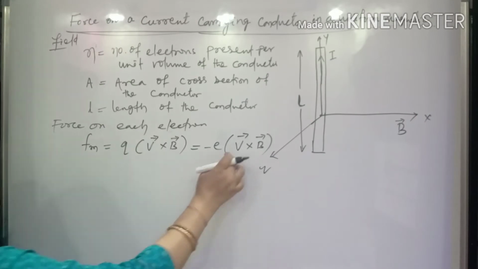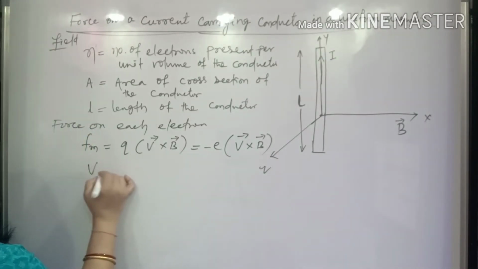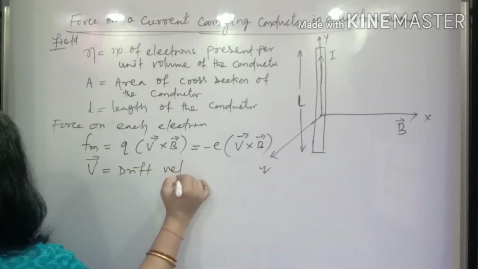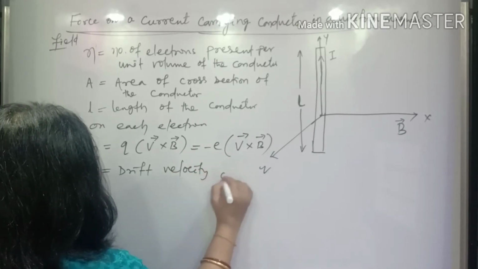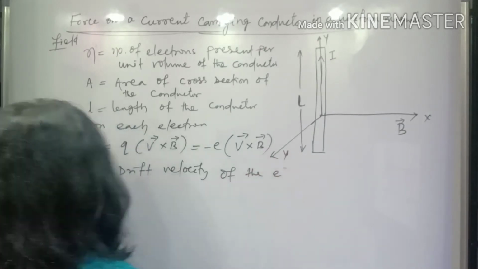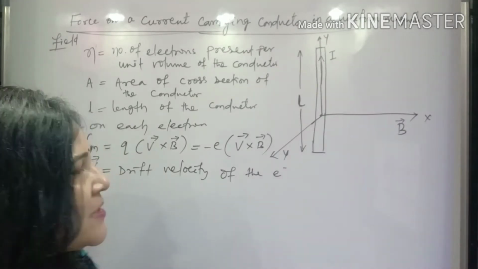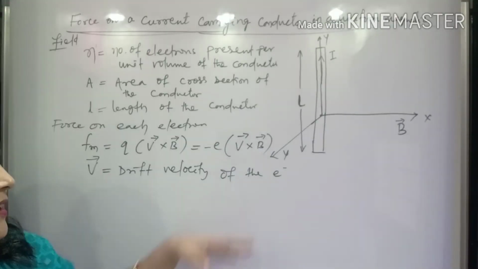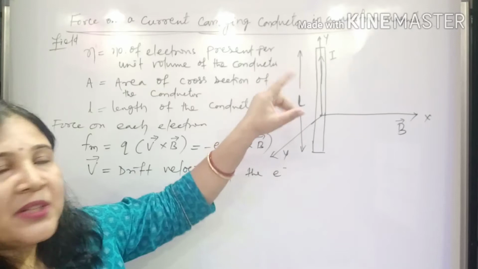Here V is the drift velocity of the electron. So we got Fm equal to this. This is the force experienced by each, or you can say a single electron. But let's find out the total, since electrons are present throughout the conductor.